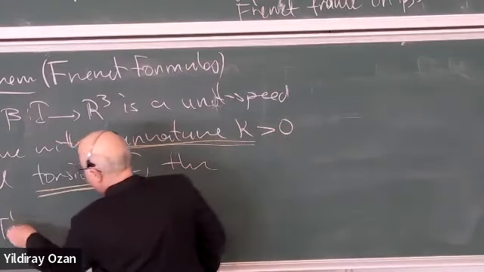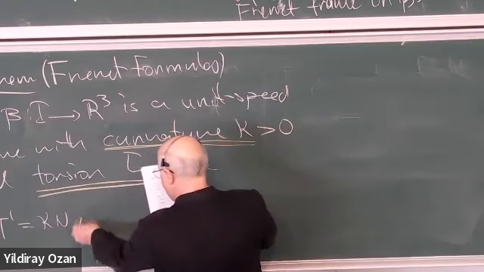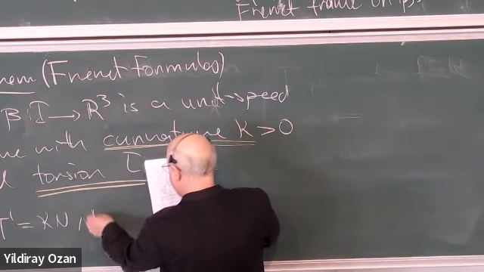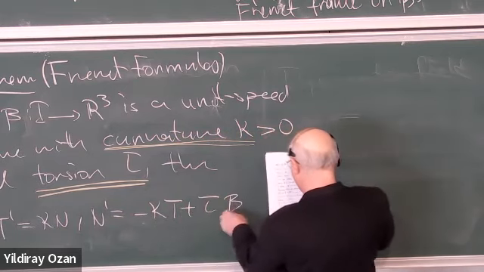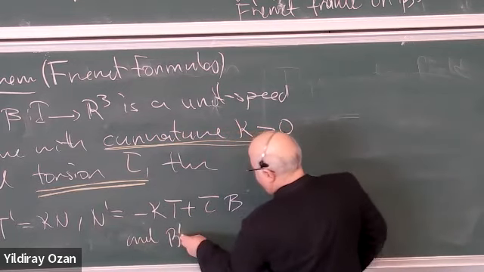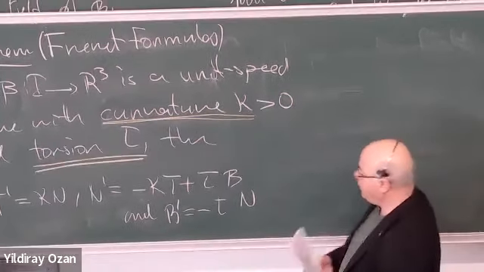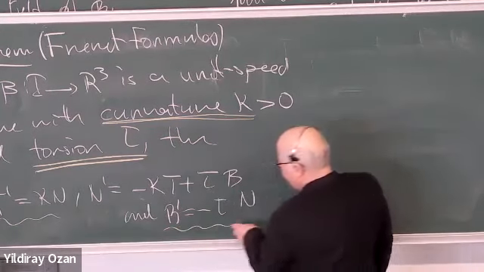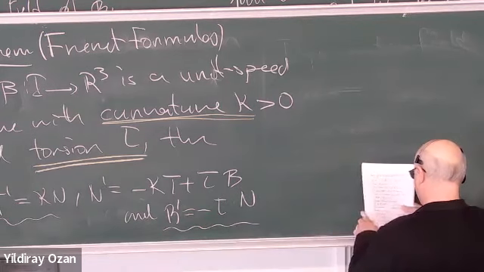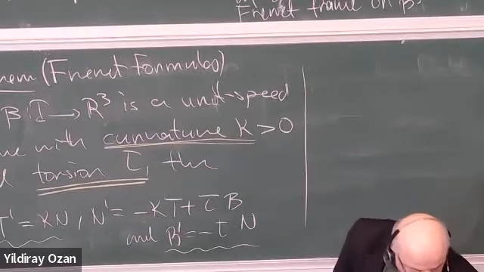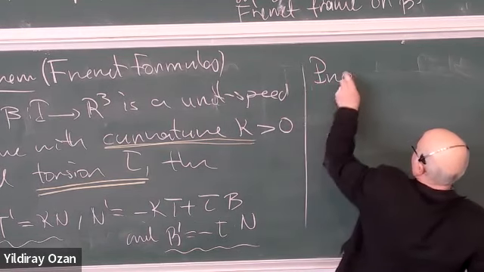Then T prime is kappa times N. We already know this. N prime, this is the new information, is minus kappa times T plus tau times B. And B prime is just minus tau times N. We already know this one and this one, right? So all we have to do is to prove this one. Let me stop here. I'll do the proof in the second hour.